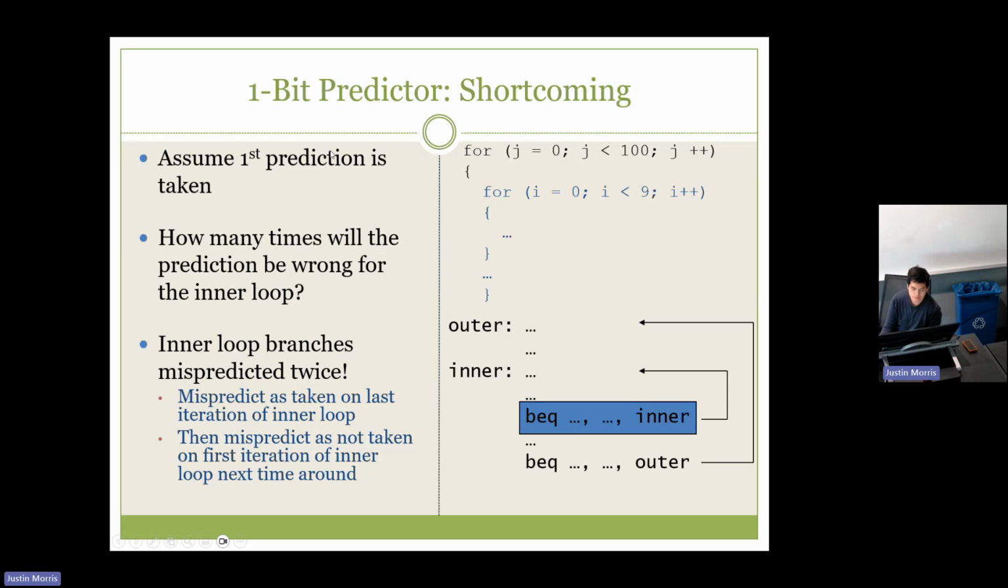Because if we could just remember 2 of the history, then when we see that the very last one is not taken, yes, we'll get that one wrong. But then when we come back up here, we'll still predict taken again.